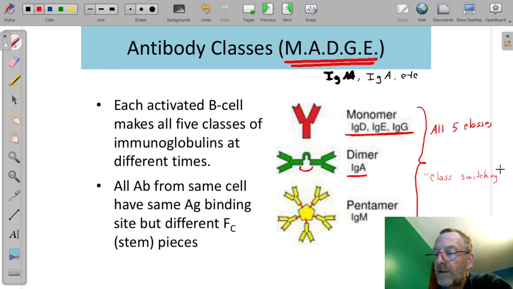The important thing to remember is that all of the antibodies that are produced by that B cell have the same antigen binding site. They will all bind to the same antigen.